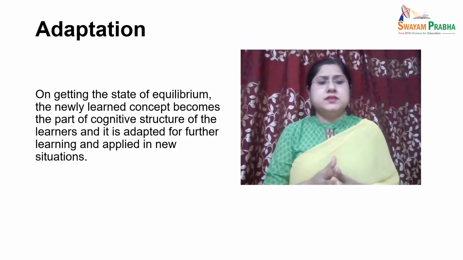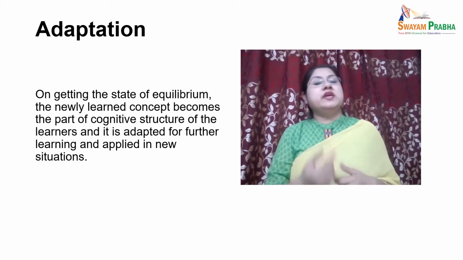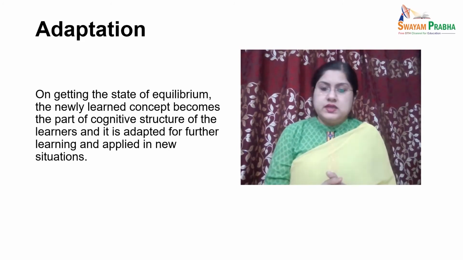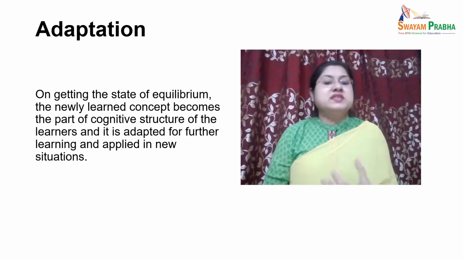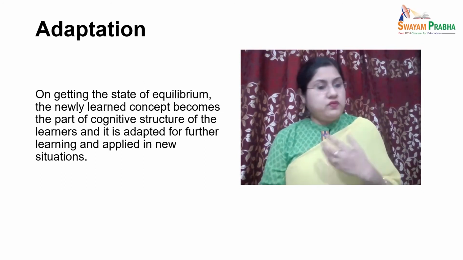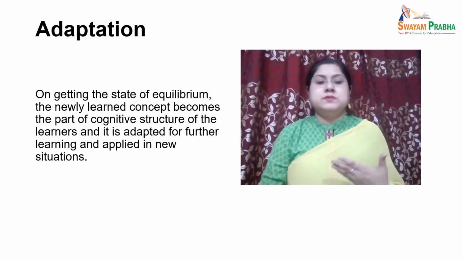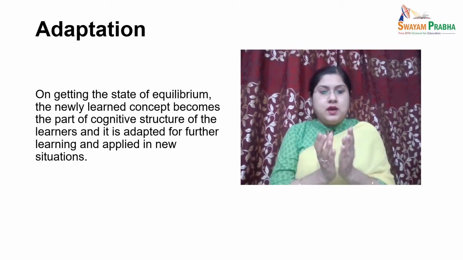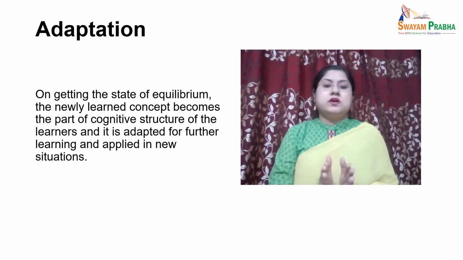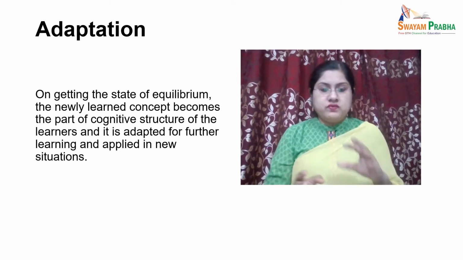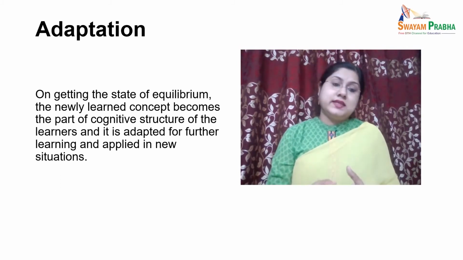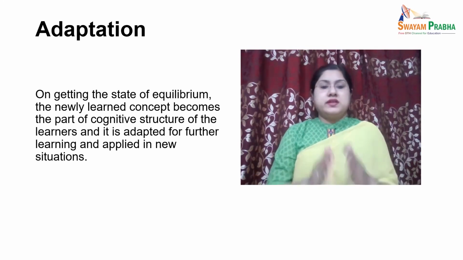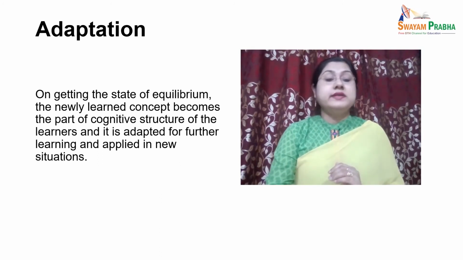Now let us see what the term adaptation means. On getting the state of equilibrium, the newly learned concept becomes part of the cognitive structure of the learners, and it is adapted for further learning and applied in new situations. So whatever is learned, suppose this new concept is learned by us, it becomes part of our cognitive structure, or there is a particular schema which is placed in our cognitive structure, which we can use whenever we want to. So once this particular concept is learned, we can say that we become adapted, or there is a process of adaptation which has happened to us, after learning or creating a new schema. So this was adaptation. Now let us see the next thing.